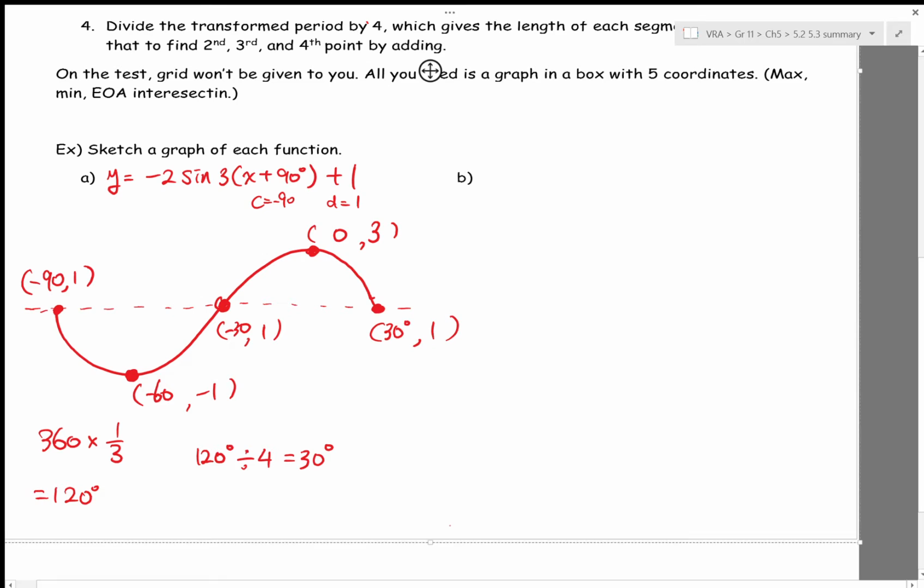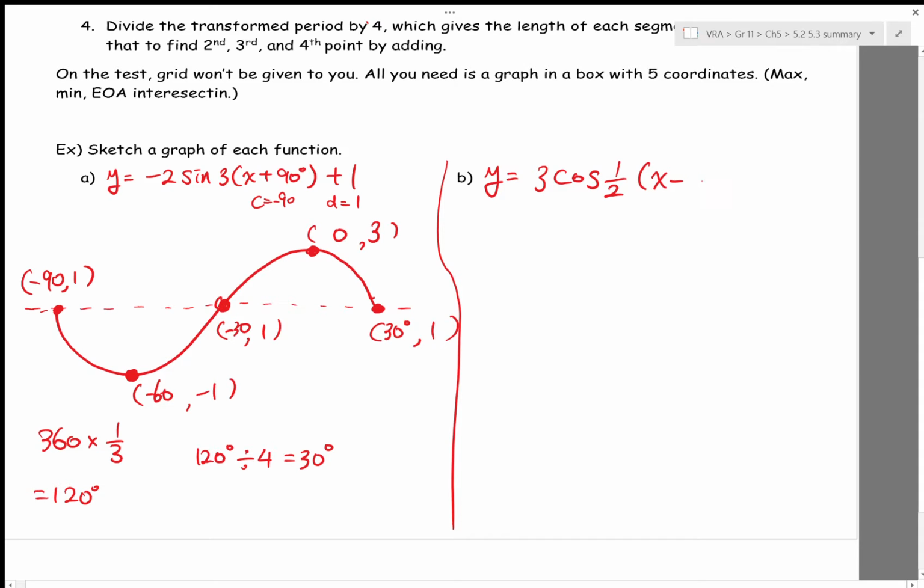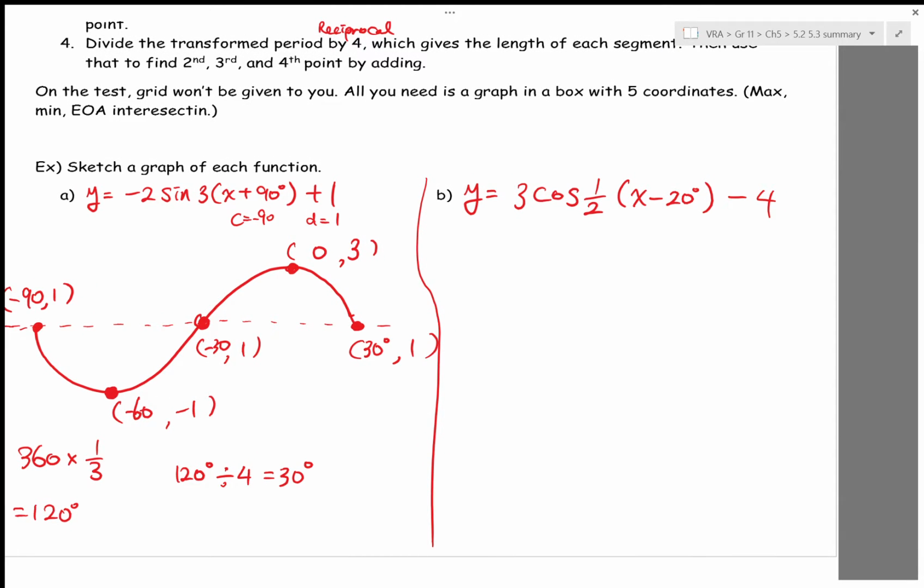Okay, let's try then a cosine. So I'm going to just draw a line here. Now, if we have y equals, let's say, negative, well, in this case, I'm not going to do the negative. I'll do 3 cosine 1 over 2 x minus 20 degrees plus, or maybe minus, sure, 4. Okay, so the same thing. First, we have to look at whether there is a reflection. There is none, and it's cosine. So I know it starts from the max and then goes down to the min and comes back up.